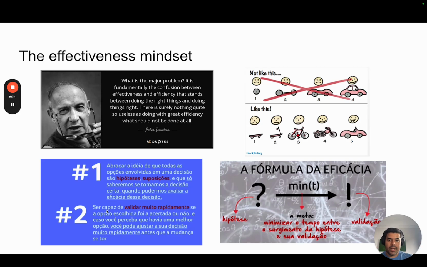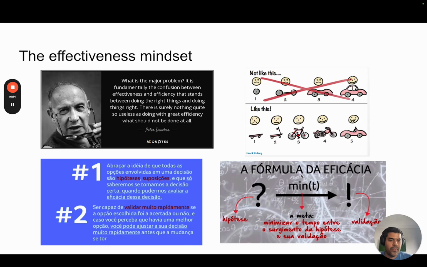And then the second thing is, okay, I accept that I'm going to make mistakes. So what do I do about this? Well, you make it so that you can make mistakes and recover from them very quickly, right? So being able to validate very fast if the option you chose was the right one or not. And if you realize there was a better option, then you can adjust your decision very fast before the change propagates the error forward, right?